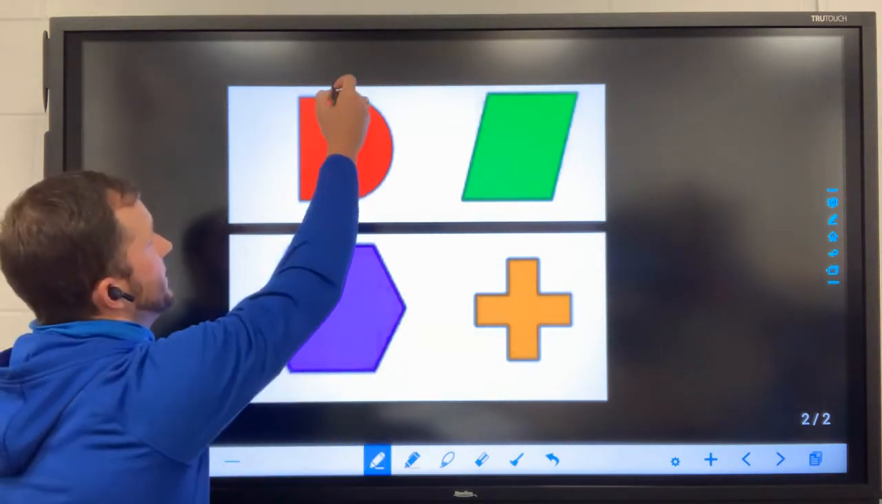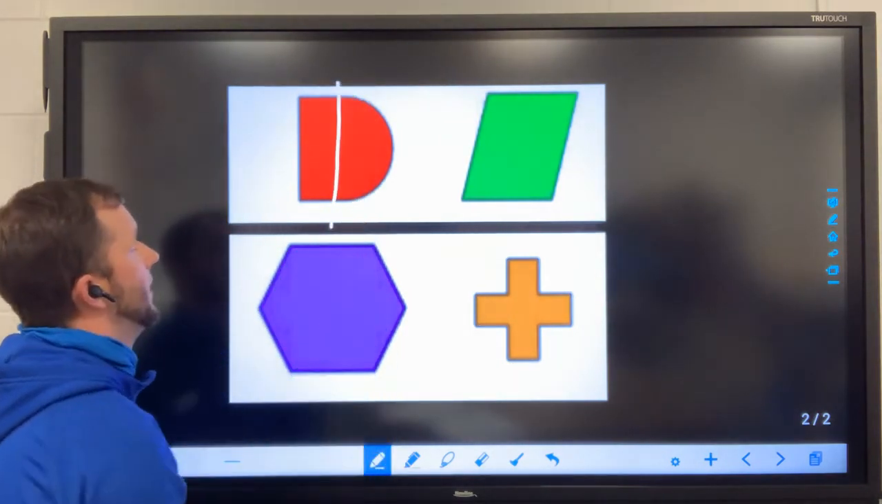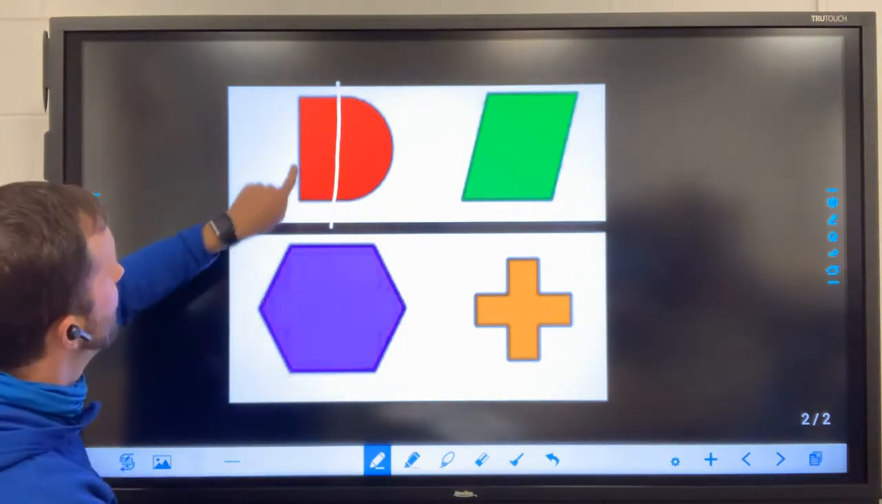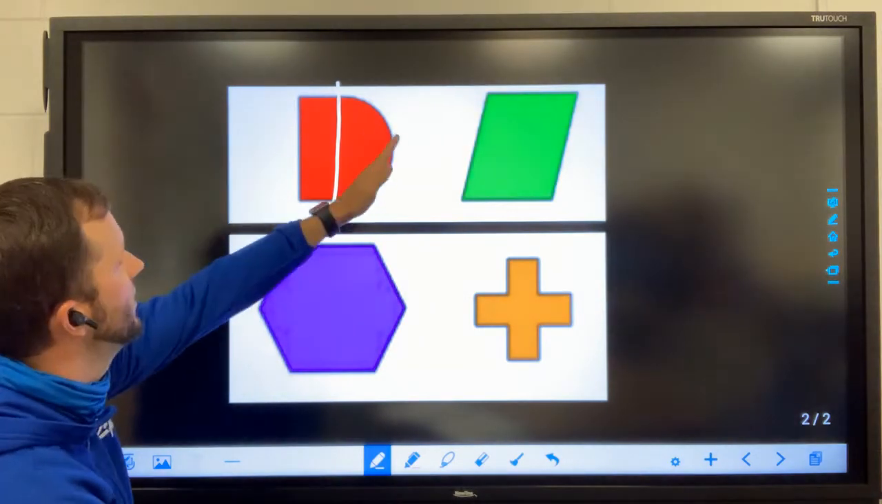If I was to take this shape and split it right down the middle this way and fold it, that's not going to match up, because it looks like I have a straight line over here and a curved line over here.